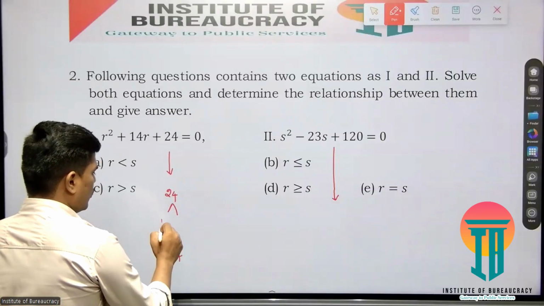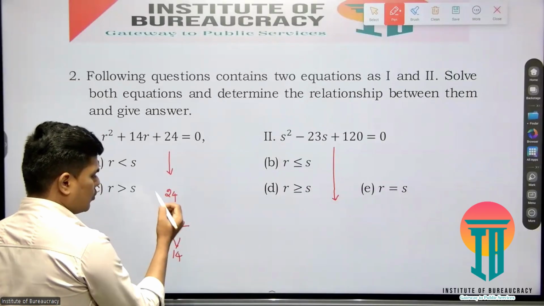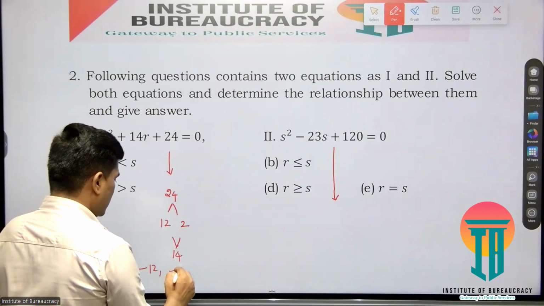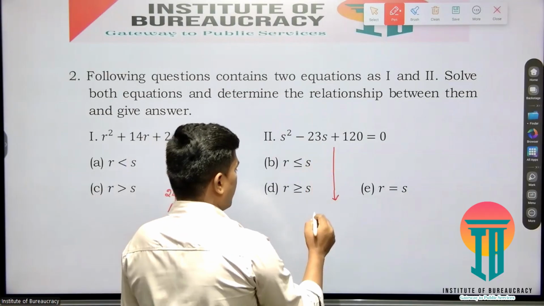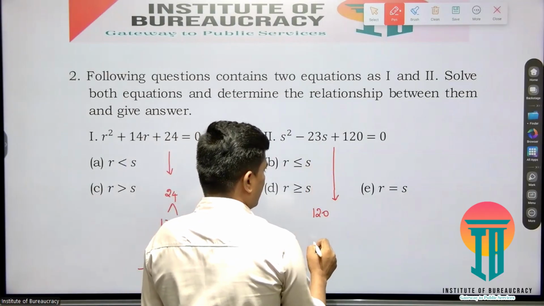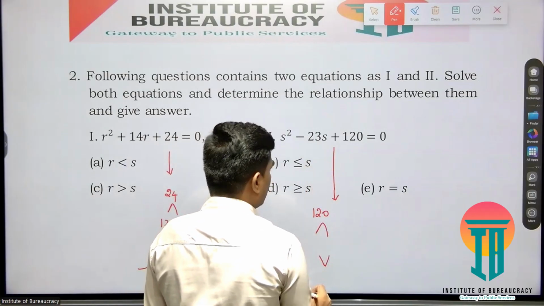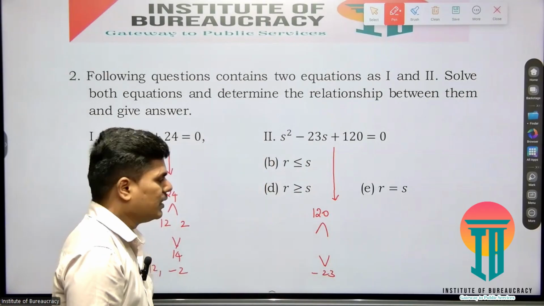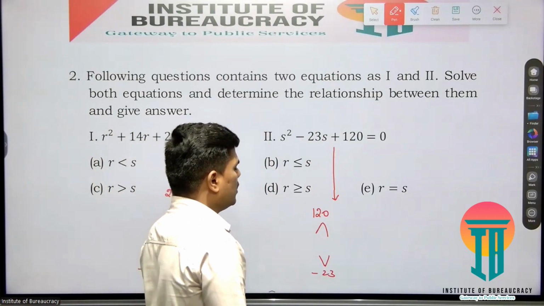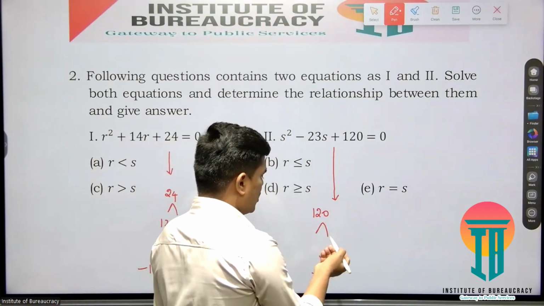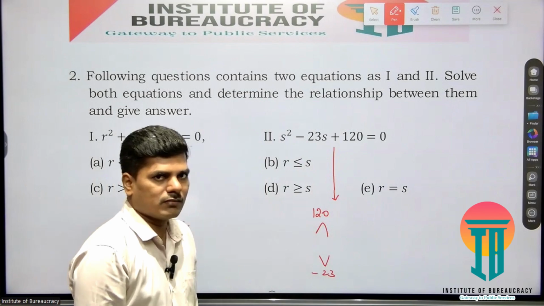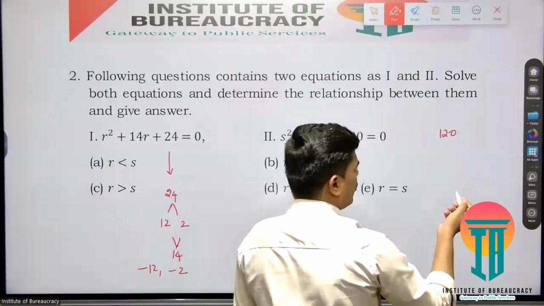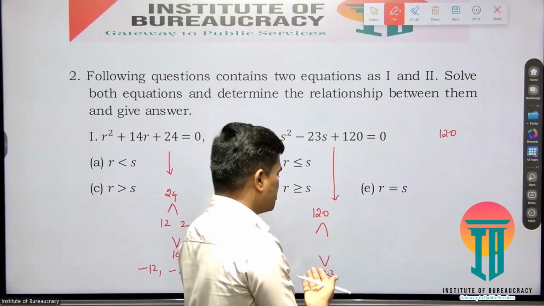So 12 into 2, 24. 12 plus 2 is 14. So here the roots are 12 and minus 2. Then here, two numbers, if you multiply, 120, if you add, you should get minus 23. So what are the possibilities here? If you want to split this 120, you should get minus 23. So here 120, if you don't know, you try to split and try to check.